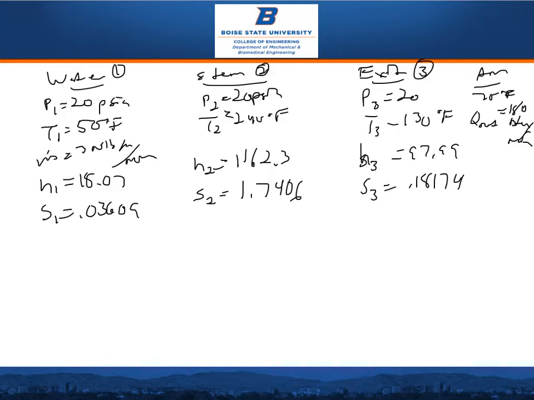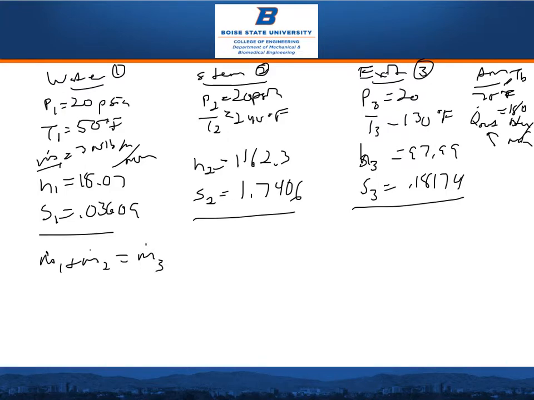So, alright, now we know S1, S2, and S3. We know m dot 1. We know TB, which is our 70 degrees Fahrenheit, which we'll have to convert to Rankine. And we know our Q out. So we're looking to find m dot 2 and m dot 3 in order to solve the problem. Remember that we can form a relationship between m dot 1, 2, and 3. m dot 1 plus m dot 2, they're coming in, equals the outflow, m dot 3.